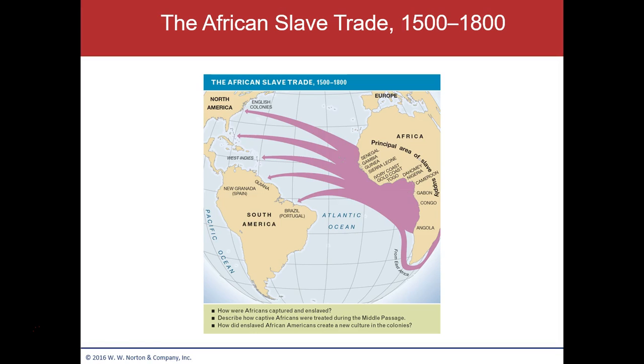Okay, so this is kind of how Africans are captured and enslaved. You can see that it's all along the coast. The slaves coming from the middle of the continent are being marched to the coast. And they are coming all over the Americas: Brazil and Guyana, the West Indies, the Caribbean here, and then, of course, the English colonies.